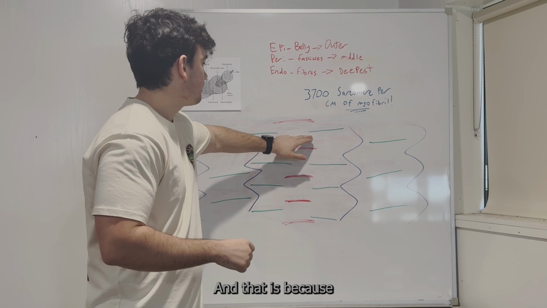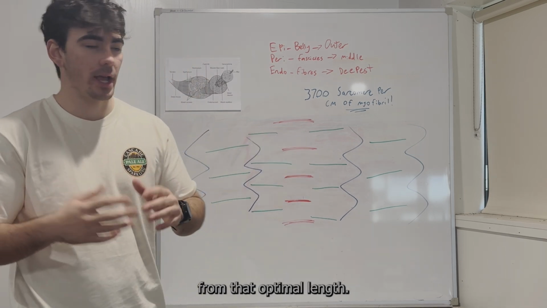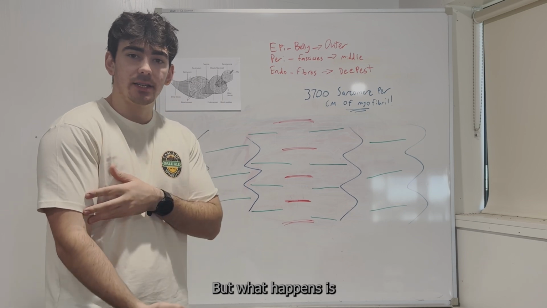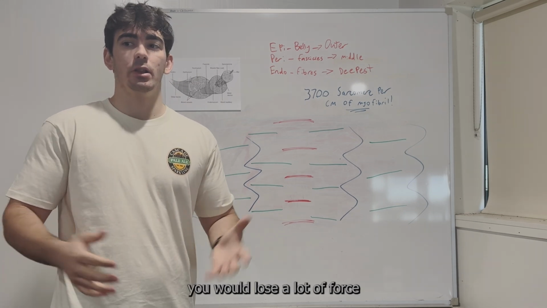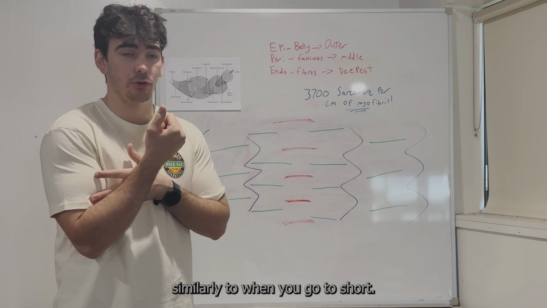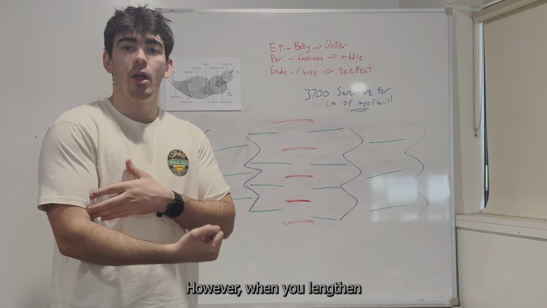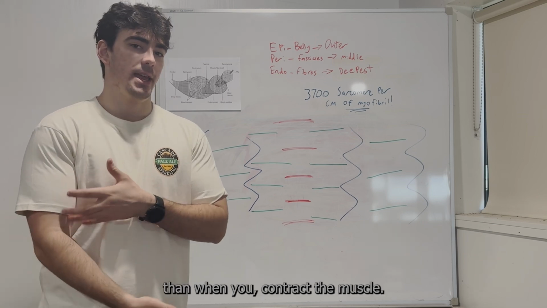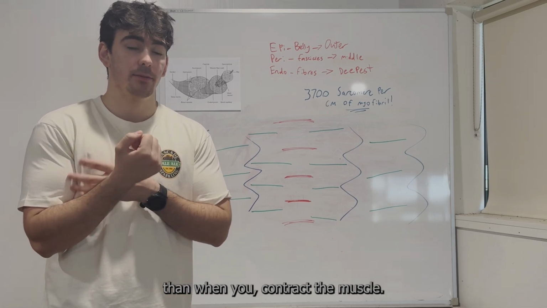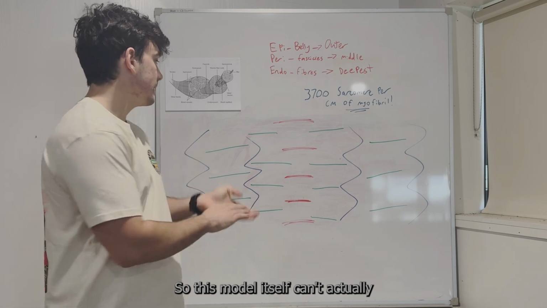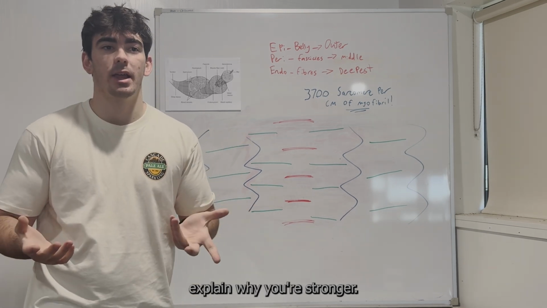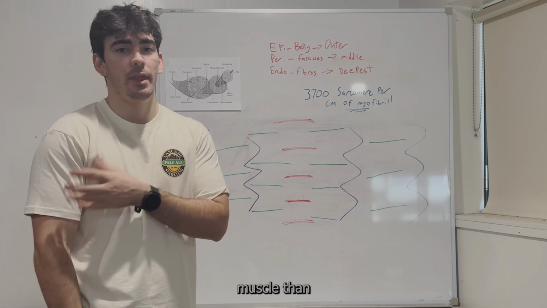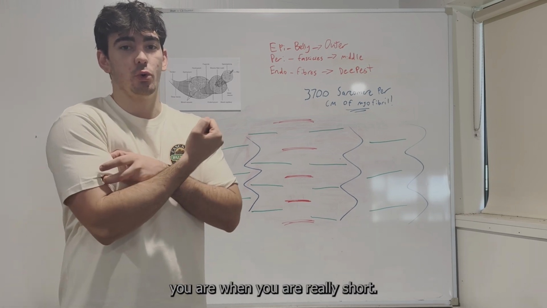And that is because these bad boys are moving from their optimal length. I'll explain that in a bit, don't worry. But what happens is when you lengthen, you would think you would lose a lot of force similarly to when you go too short. That is correct. However, when you lengthen a muscle, you actually retain more of that force than when you contract the muscle. So this model itself can't actually explain why you're stronger lengthening a muscle than you are when you are really short.